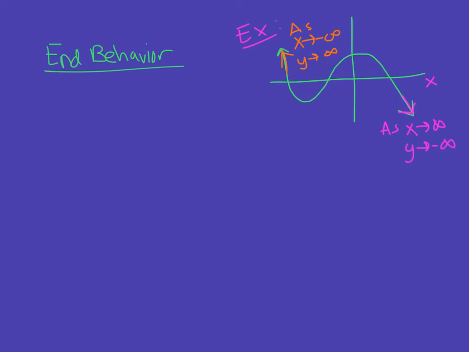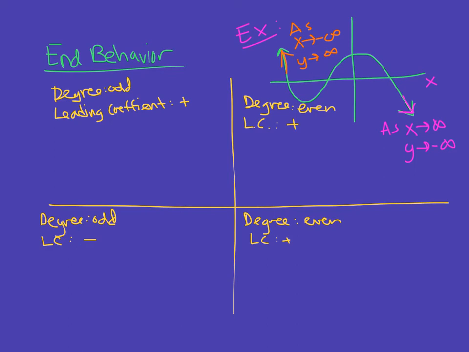So the way that you can figure out, based on an equation, how the end behavior of the graph is going to be is based on the degree, whether it's even or odd, and based on the leading coefficient, whether it's positive or negative. So I'll give you a table that you probably want to copy down or take a picture of, that you can reference as you're doing these practice problems.